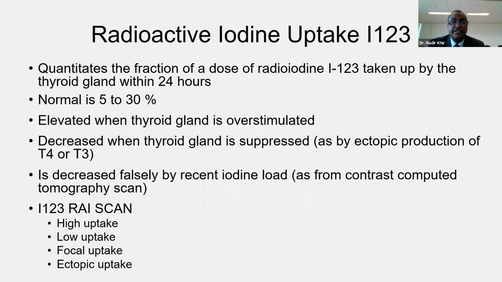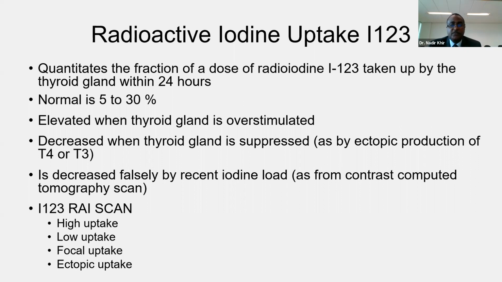That concludes the thyroid function tests in the blood, and we will have a couple of slides on radioactive iodine uptake. That's a thyroid function test done through imaging, and it quantitates the fraction of a dose of radioactive iodine, I-123, taken up by the thyroid gland within 24 hours. We give it, do a 4-hour measurement, and come back in 24 hours to look at the result. Normal uptake is usually about 5 to 30%.